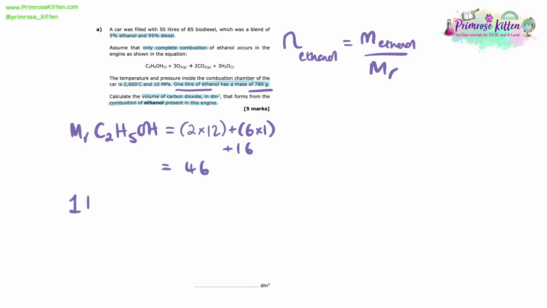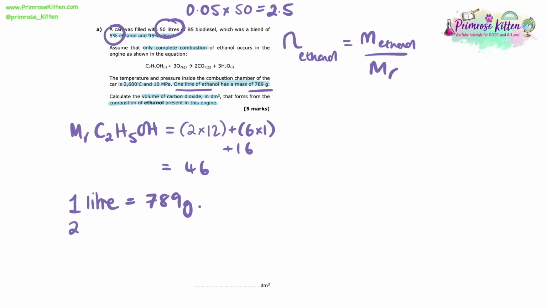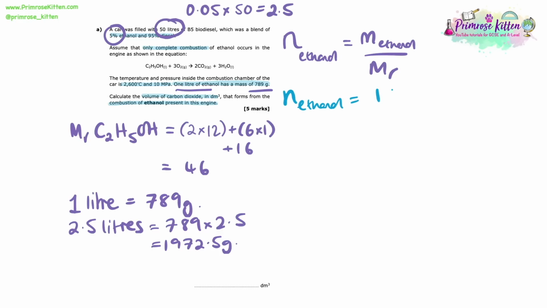We know the formula is C2H5OH, which means we have an MR equal to 46. Now we're told the little fact here that 1 litre of ethanol has a mass of 786 grams. We're told right in the beginning of the question that we have 50 litres of this B5 biodiesel, and 5% of it is ethanol. So if we work out 5% of 50, we get 2.5. So we know we have 2.5 litres of ethanol here. So that's 786 times 2.5 grams. That gives me 1,972.5 grams of ethanol.